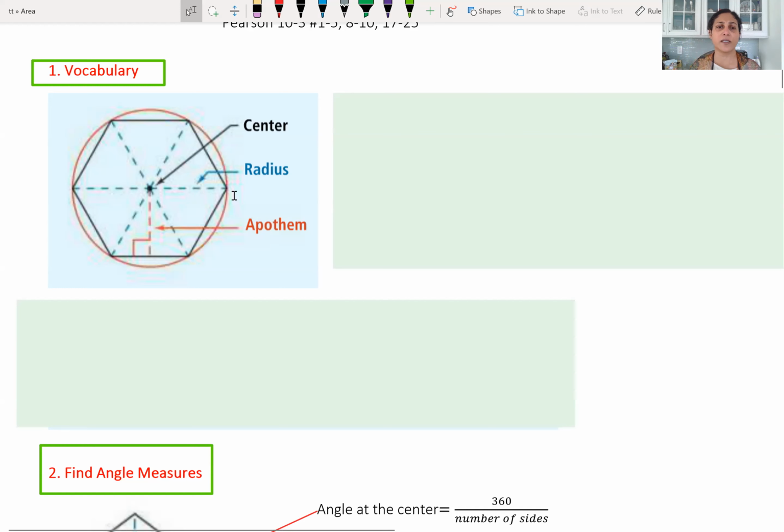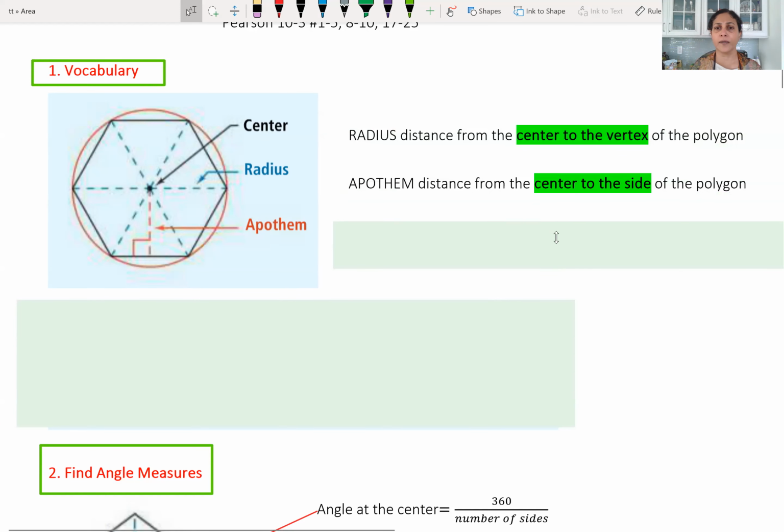The distance from the center to the side of the polygon is known as an apothem. So these are definitions you should know. Radius is the center to the vertex, and apothem is the center to the side. And because this is a regular polygon, everything is the same. Each of the radii is going to be the same, the apothem is going to be the same, and the angles and the line segments are always going to be the same in a regular polygon.